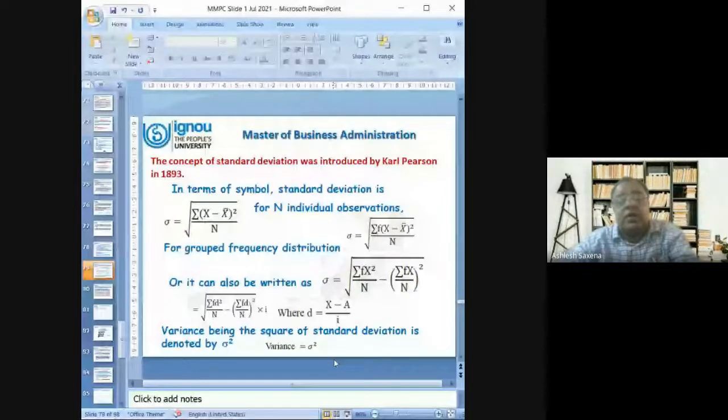Normally what we do is reverse. Variance is the square of standard deviation. So what is x underscore here? X bar, that is mean. I will show you. I'm just coming to the problem.